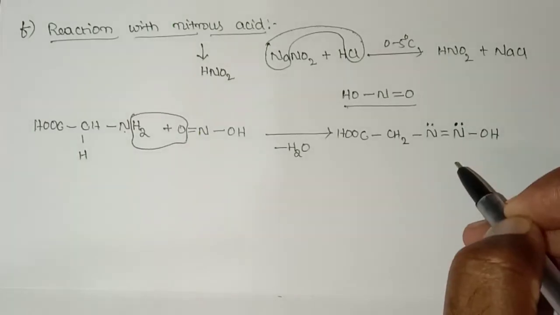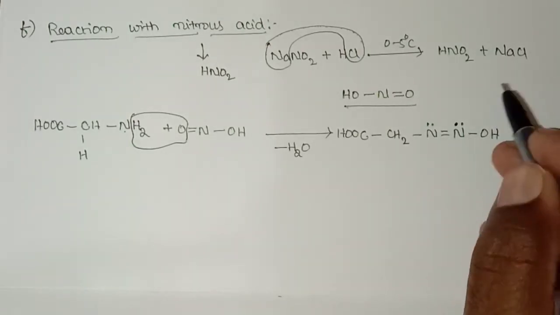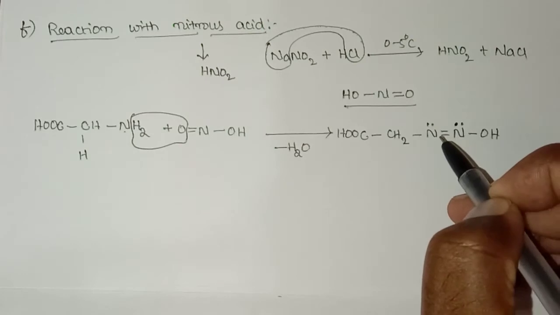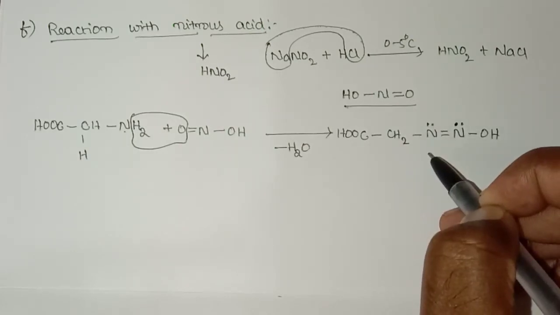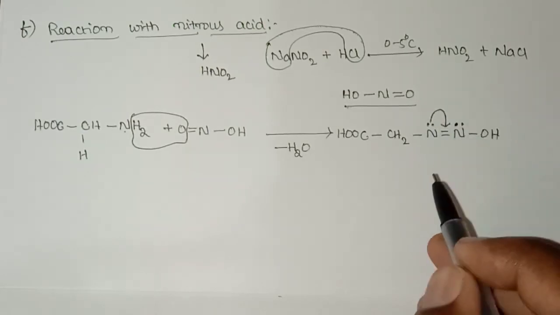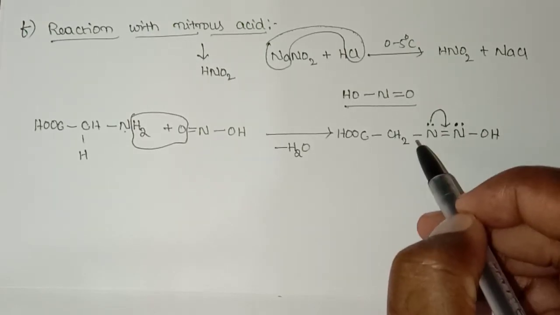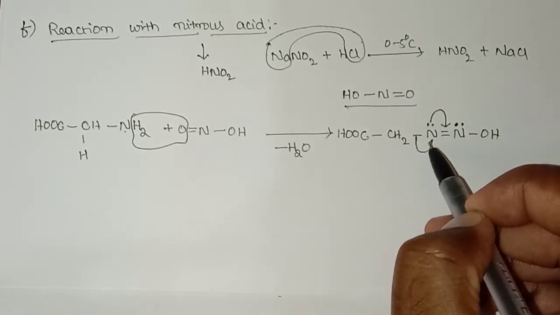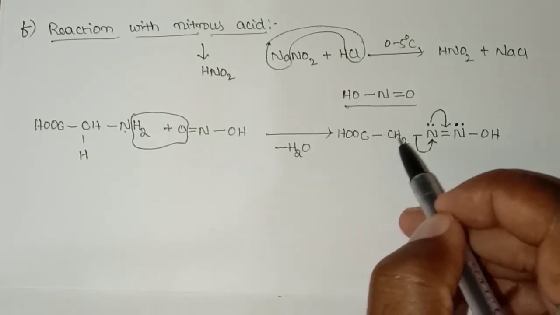Here the nitrogen valency is completely satisfied, right? So in order to make a new bond, the lone pair of electrons present on one of the nitrogens will shift between the two nitrogen atoms. So there develops a triple bond. In order to balance these lone pairs, the bond pair of electrons between carbon and nitrogen will shift onto nitrogen, making this carbon atom electron deficient.